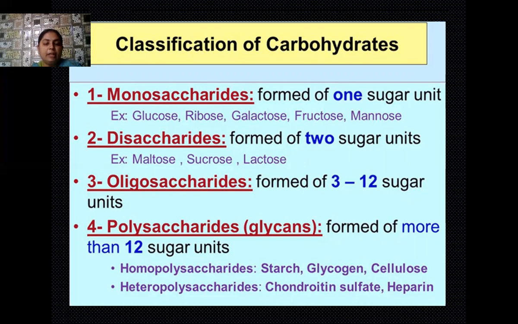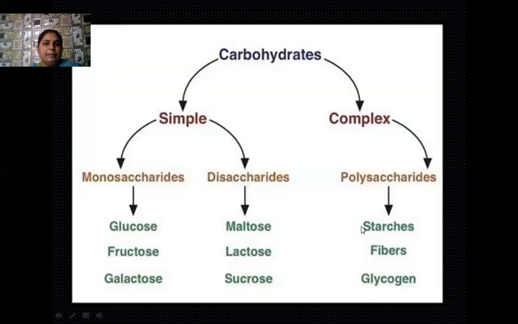One thing you have to keep in mind is that these polysaccharides may be homopolysaccharides or heteropolysaccharides. Among the examples of homopolysaccharides, we have starch, glycogen, and cellulose. Among the examples of heteropolysaccharides, we have chondroitin sulfate and heparin. You know very well, heparin is a chemical which is present in your blood, and it is responsible for the clotting of your blood.